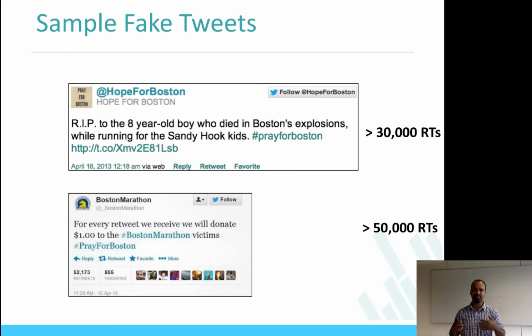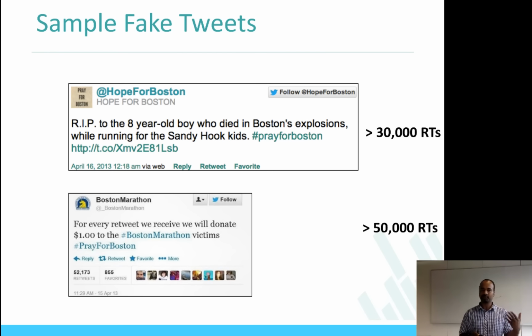And there were multiple fake tweets. Here I'm just showing you 2 popular fake tweets that were floating around on Twitter. The first one, which I've shown in the past also: RIP to the 8-year-old boy who died in Boston explosions while running for the Sandy Hook kids. There was no kid who participated in the marathon. And another post at the bottom: for every retweet we receive, we will donate $1 to the Boston Marathon victims. It was posted by an account called _Boston Marathon, something you want to keep in mind, which was not a legitimate account. And this post was retweeted about 50,000 times.